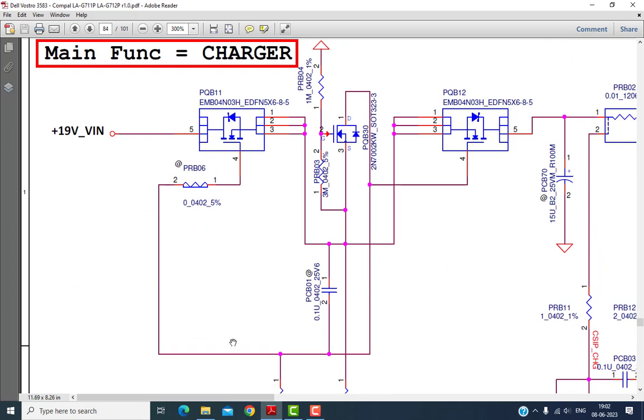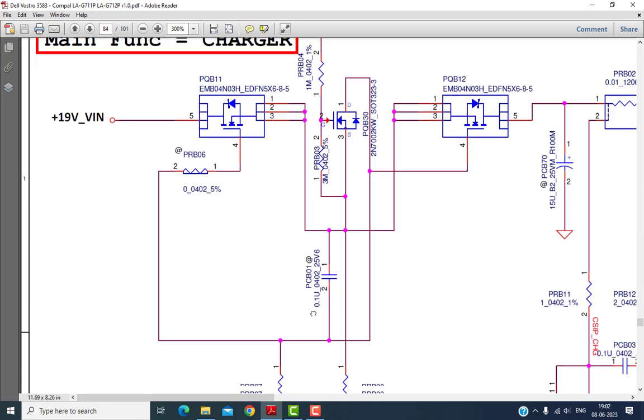The voltage will come here somewhere around 19 volt. If it is an N channel MOSFET, then the voltage should be around 19 volt, and if it is a P channel MOSFET, then the voltage should be around 0 to 3 volt. So you have to remember that. How will you know whether it is N channel or P channel? For that you have to remember the symbol of the MOSFET. Both MOSFETs here are N channel.